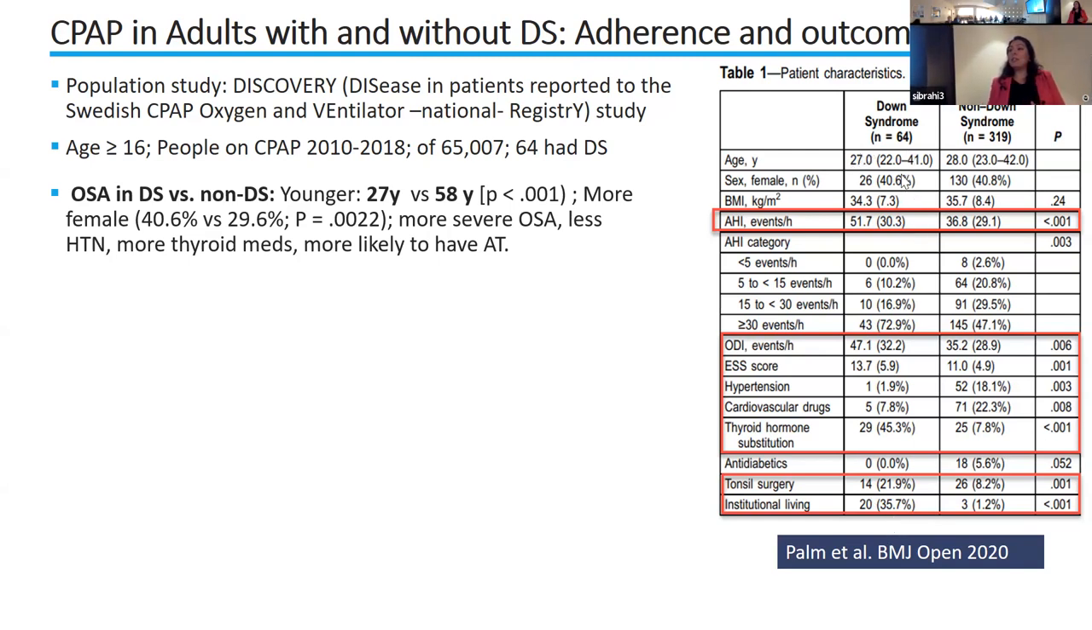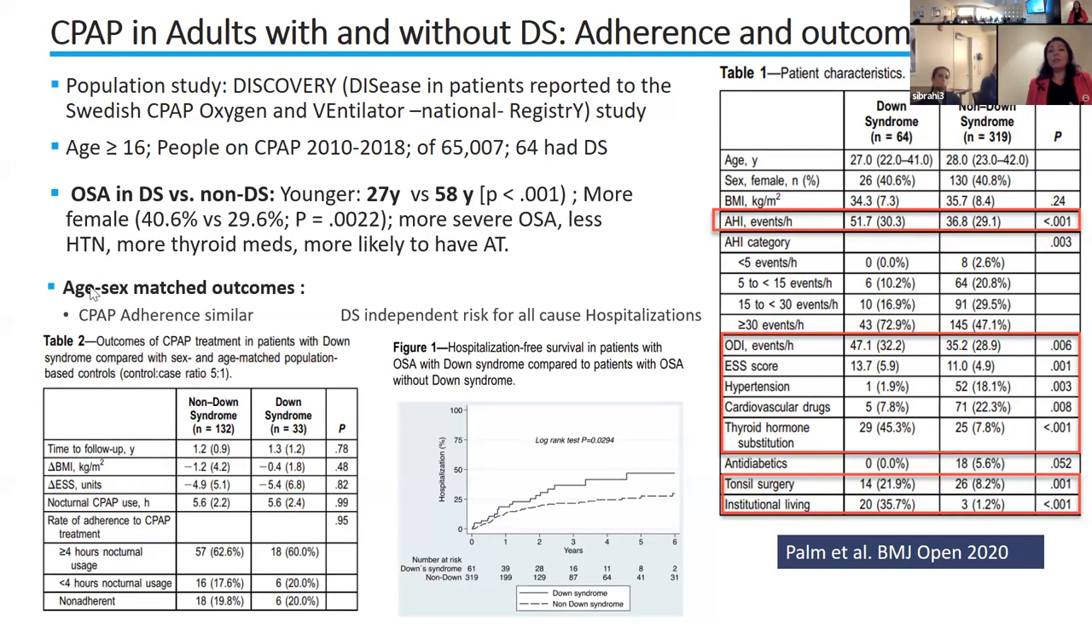But you're going to see these patients. They're going to see young patients with their caregivers in the clinic. And this is going to be maybe some of their profiles. When you look at age and sex matched outcomes, CPAP adherence is similar. So that's good, right? So we saw some studies that it was better and similar, but it's not worse. And so these people can do CPAP and do it well.